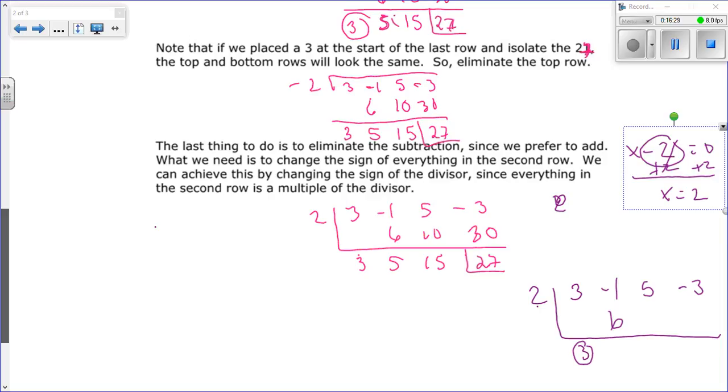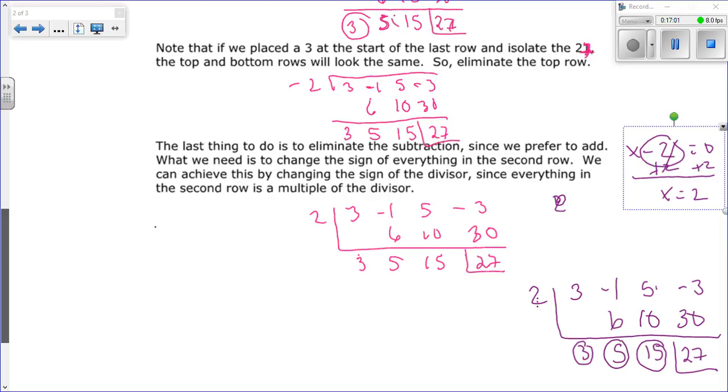And then I add negative 1 plus 6, and I get 5. And then I say 2 times this 5, and I put my answer here, and I get 10. And then I'm going to add 5 plus 10 and get 15. And then I'm going to take this 2 times this 15, put my answer up here, and that's 30. And then 30 plus a negative 3 is 27.